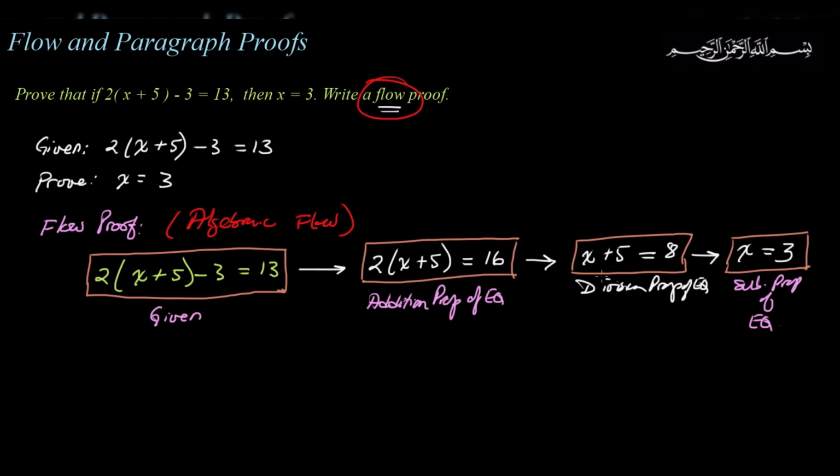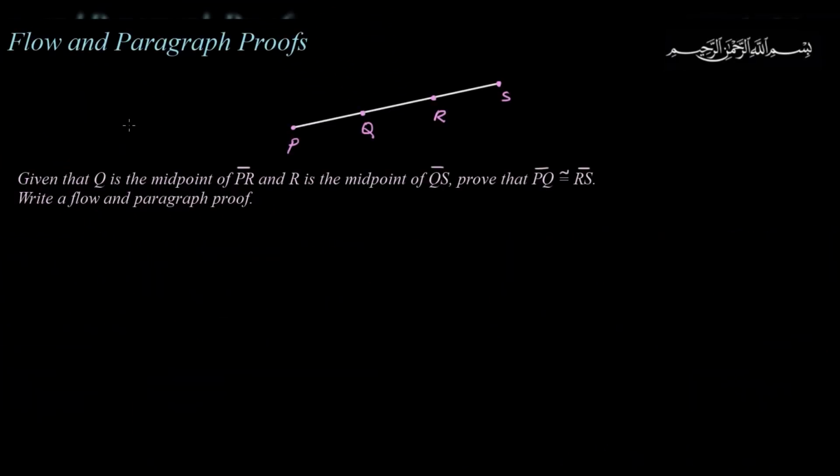So, and then you draw what's called a flow diagram, a flow proof. So you start with the given information, and at each step you write why your step was justified, until you arrive at your conclusion. So this is one example of a flow proof.